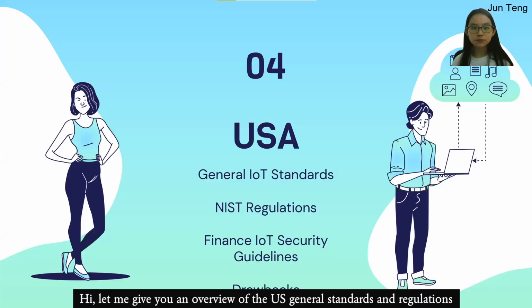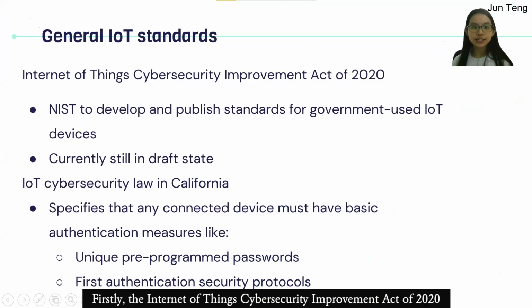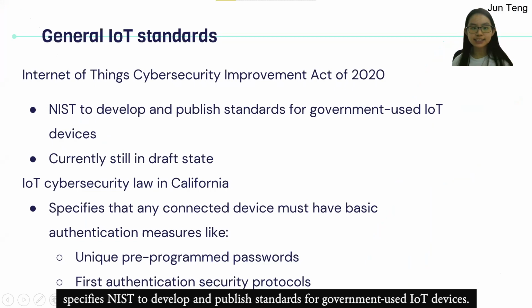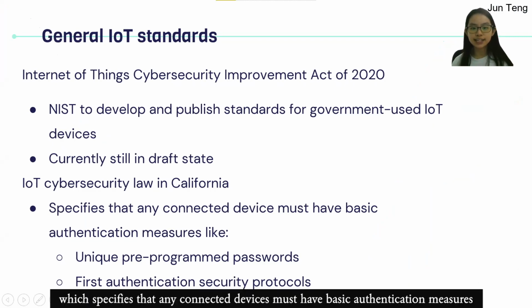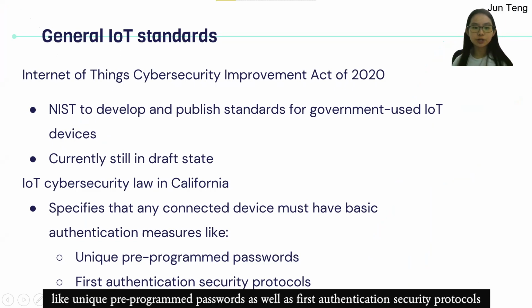Hi, let me give you a brief overview of the US General Standards and Regulations. Firstly, the Internet of Things Cybersecurity Improvement Act of 2020 specifies the NIST to develop and publish standards for government-use IoT devices. However, it is still in draft state. There is also an IoT cybersecurity law in California, which specifies that any IoT device must be based on authentication measures like unique pre-programmed passwords as well as first authentication security protocols.